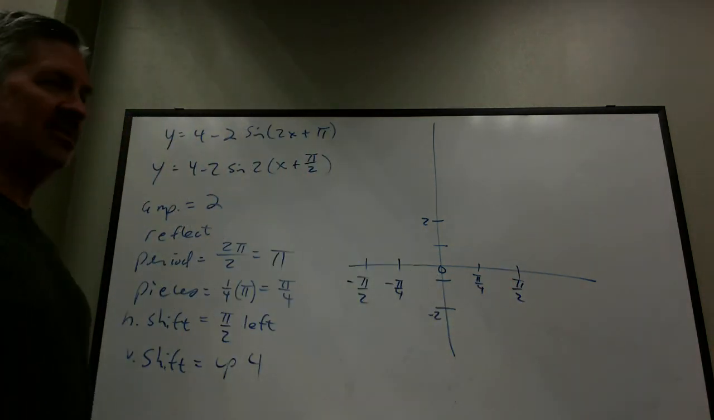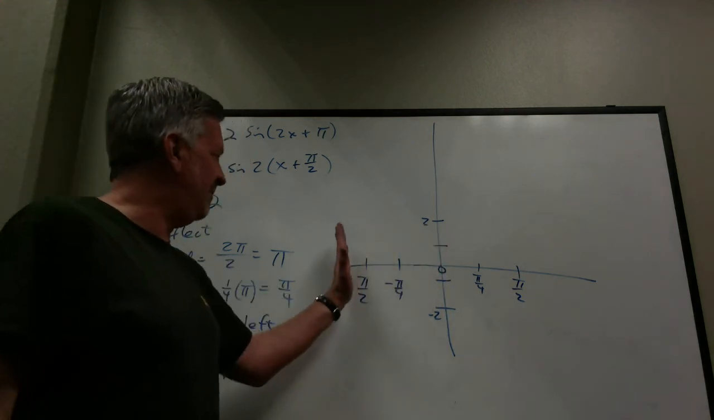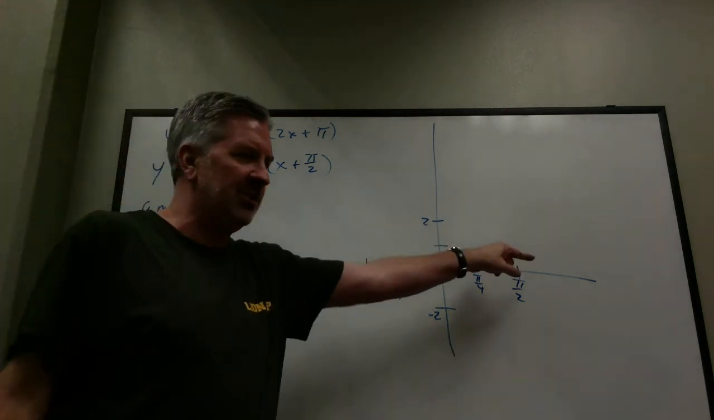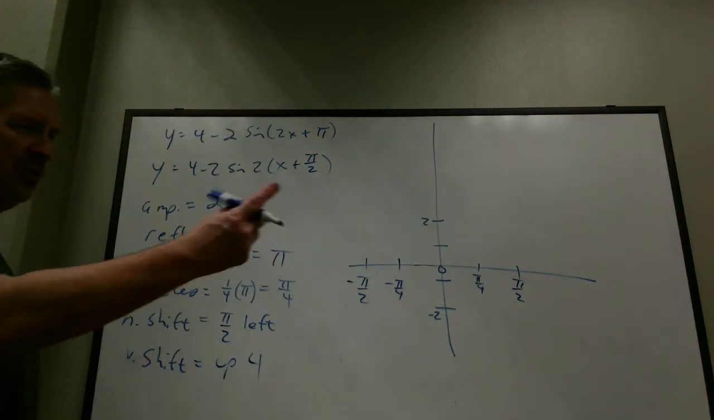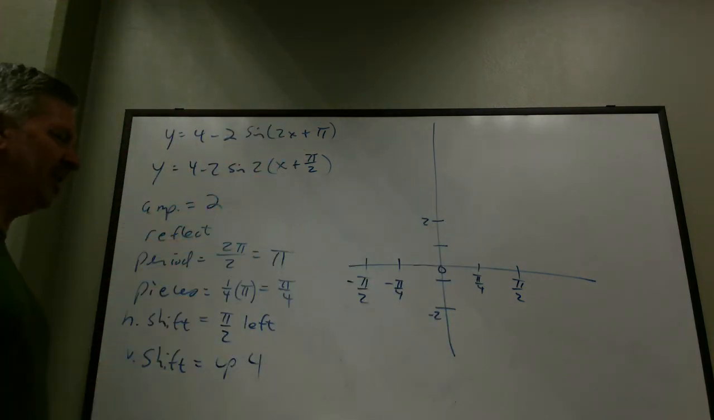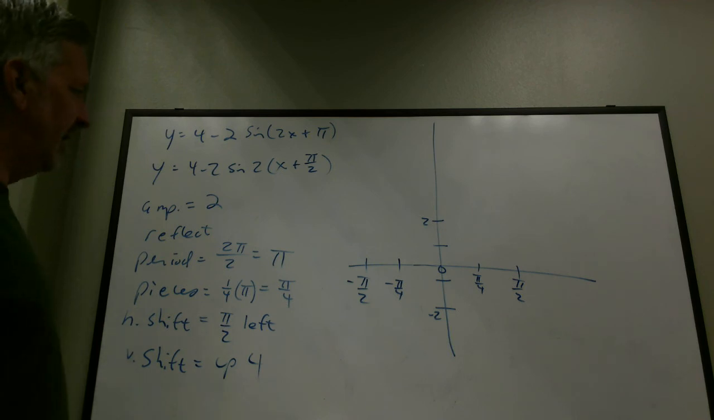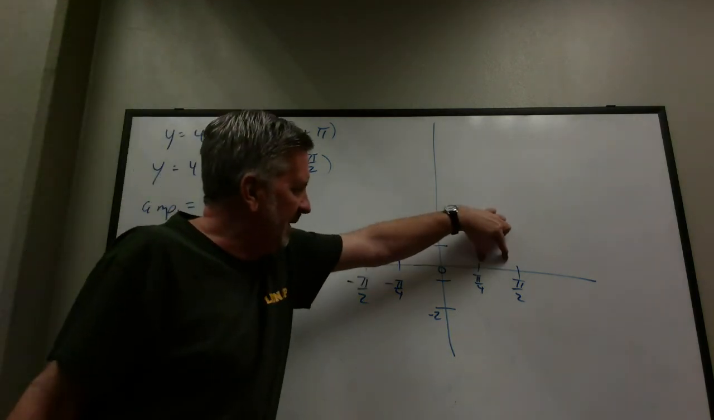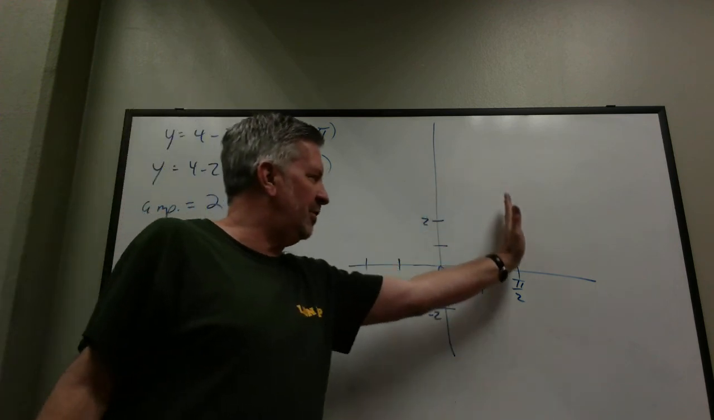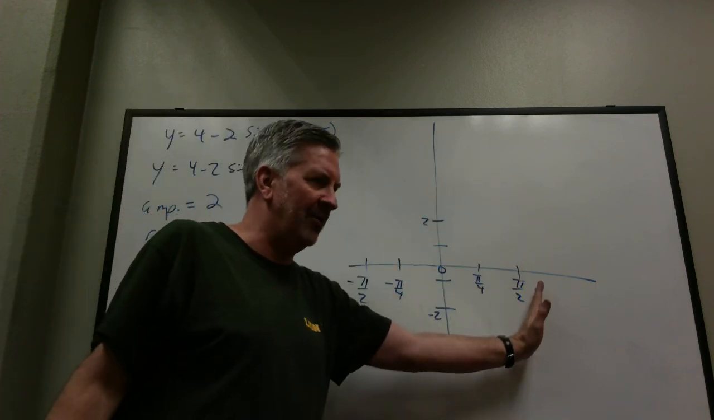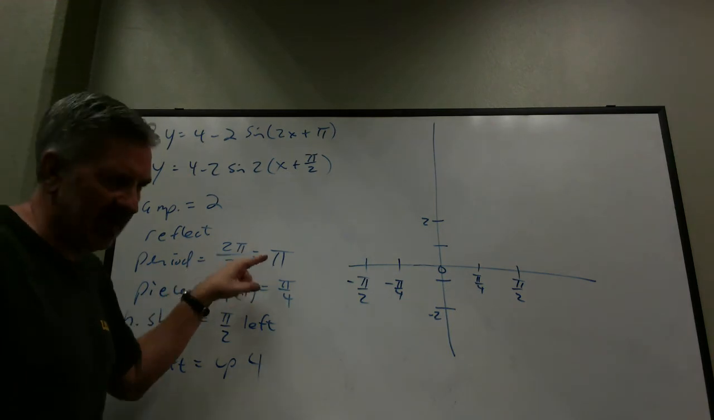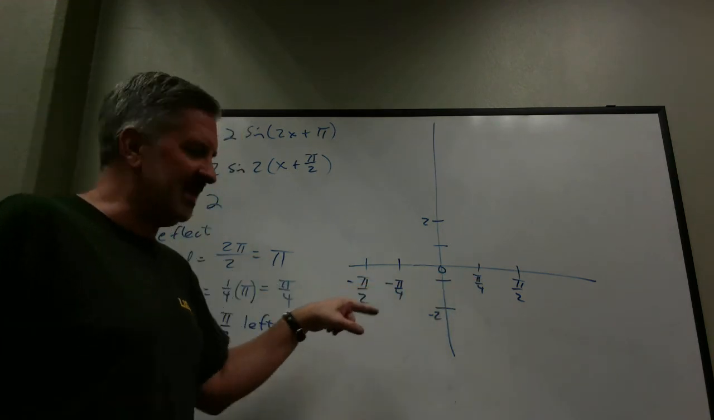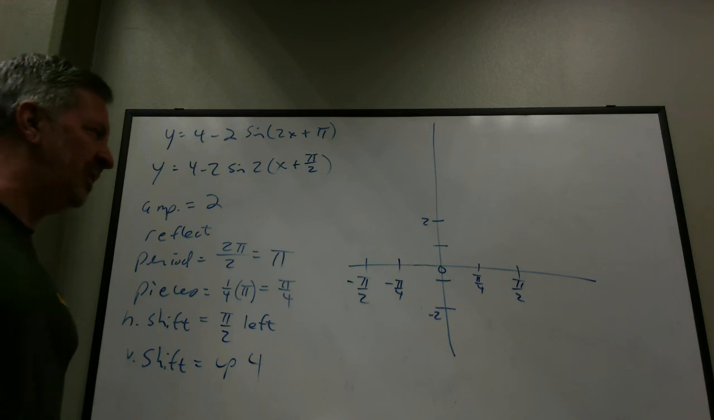Notice what I did here, as opposed to the other examples. I shifted left pi over 2, and I went 4 pieces to the right: 1, 2, 3, 4. I think that's the first time I've done that. Before, I went 2 to the right, 2 to the left, and 3 and 1, but this first one, I went 4 to the right. From minus pi over 2 to pi over 2 is a distance of 2 pi over 2, or pi, which should be my period, and it is. Please check that, because if you make a little addition mistake, you're going to catch yourself when you do that.